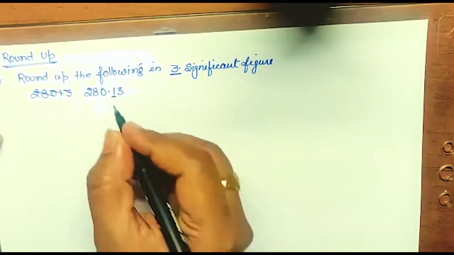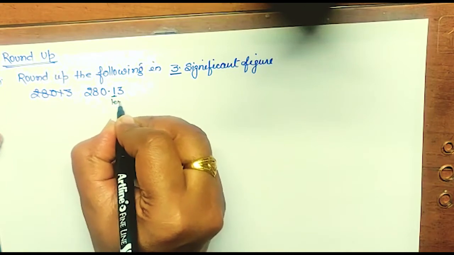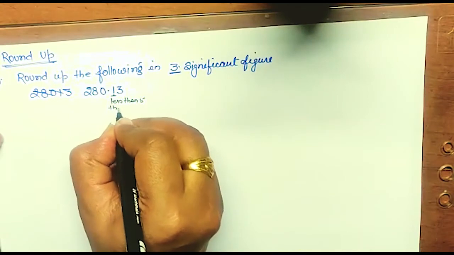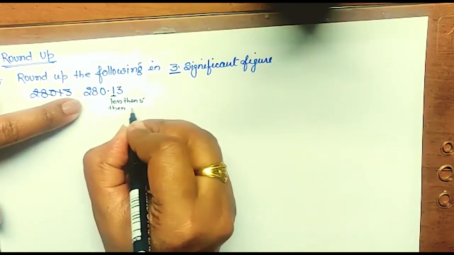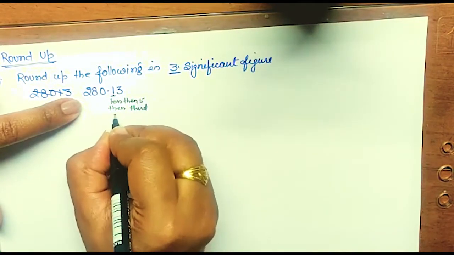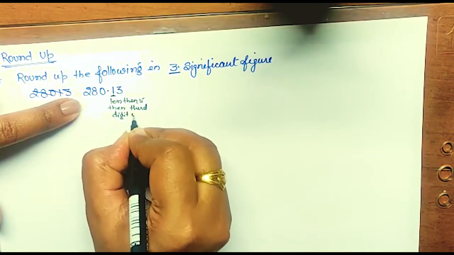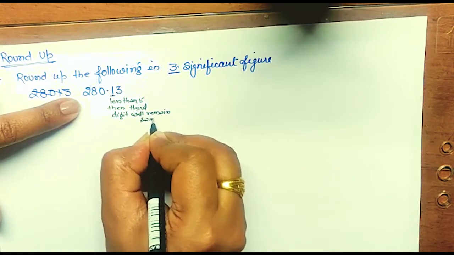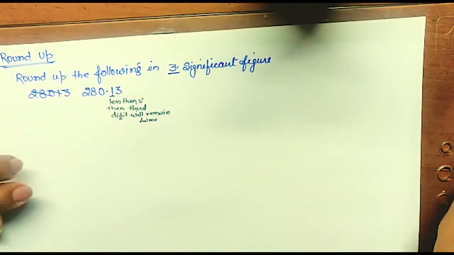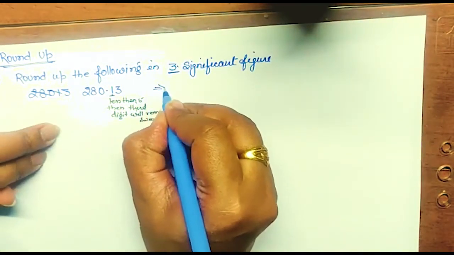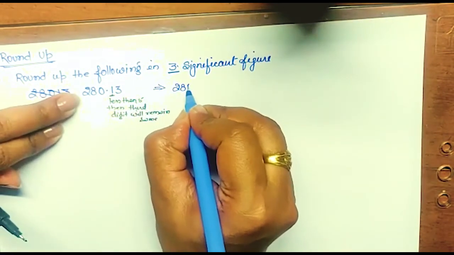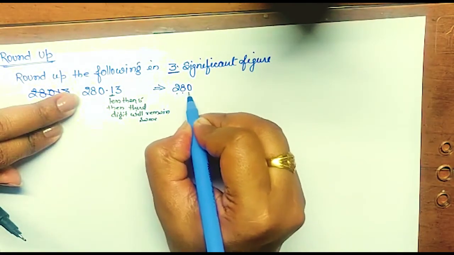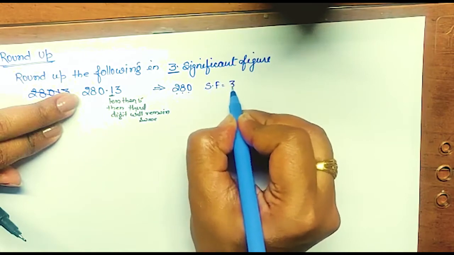If this number is less than 5, then the third digit will remain the same. Got it? So what will be the rounded figure for this? 280 only. And this is having three significant figures: 1, 2, 3.